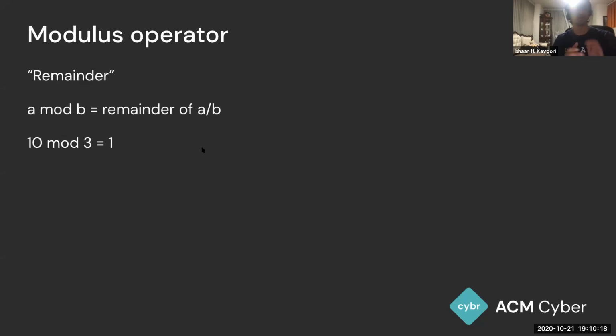Okay. One more thing you need to know about is the modulus operator, which is like the remainder of A divided by B. So A modulus B, or A mod B, is just the remainder of A and B. And as an example, 10 mod 3 is 1, because 10 divided by 3 is 3 remainder 1. So you take the remainder.